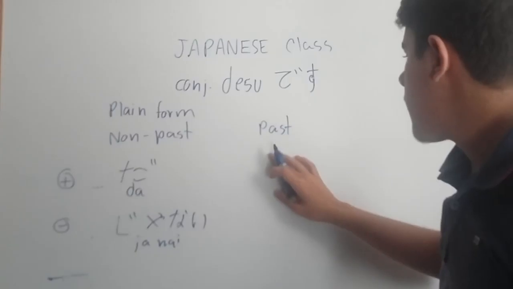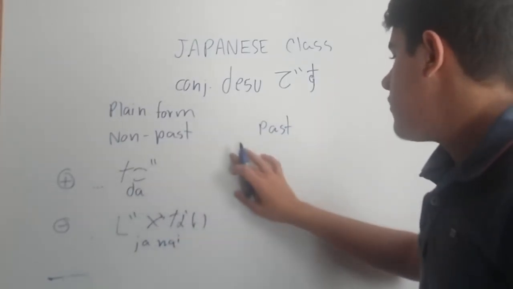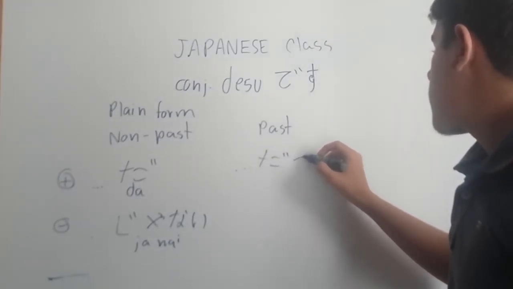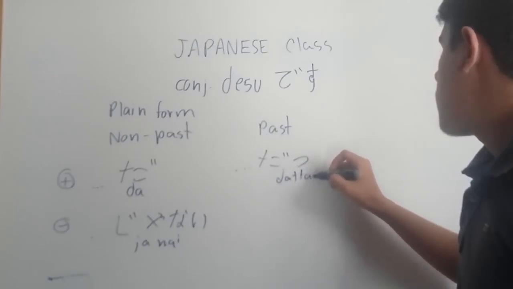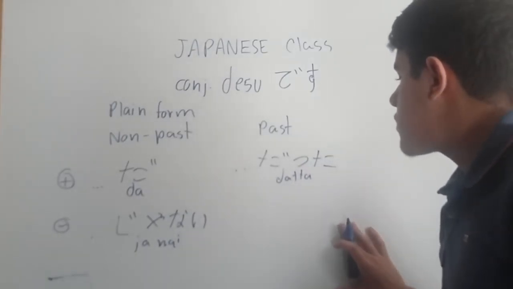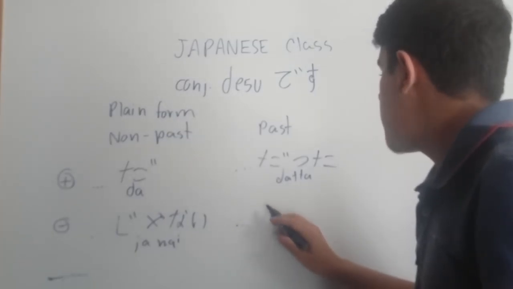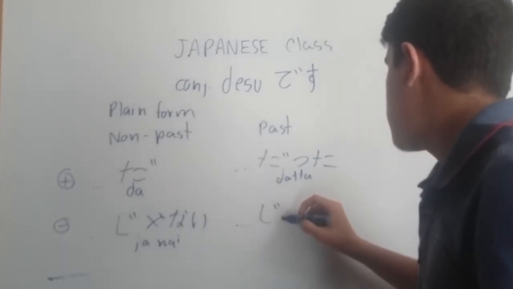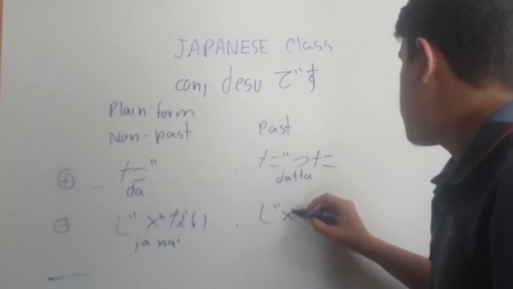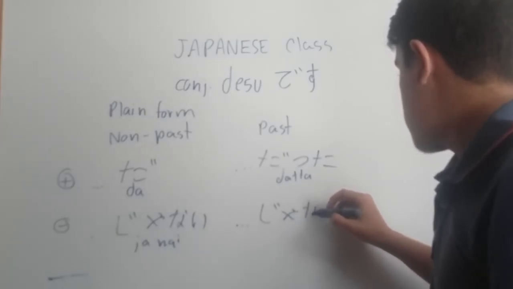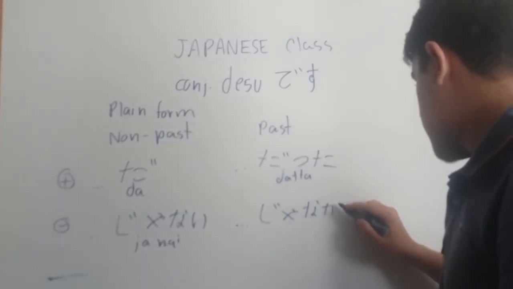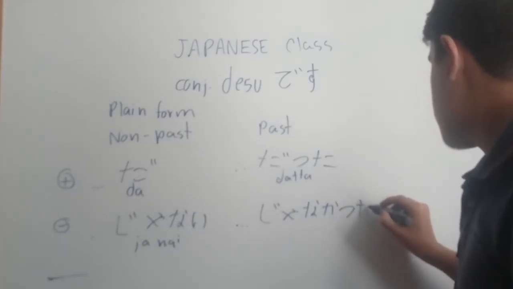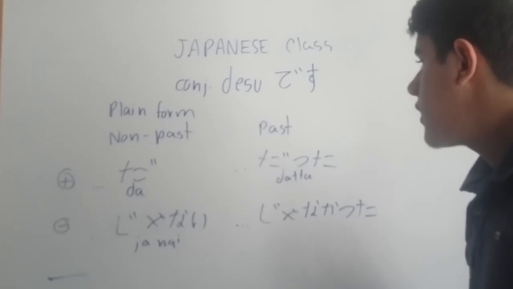In the past, to write the past, you just write datta, this way here, and you put like this. And the negative conjugation will be ja nakatta, right? As we have seen in other videos. It will be ja nakatta. Yes. So this is the plain form conjugation of this.